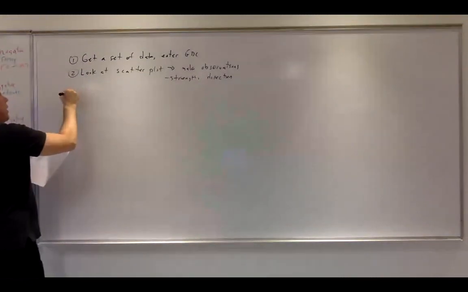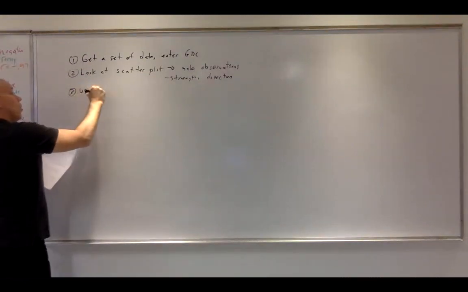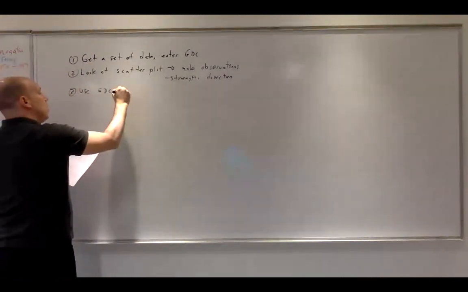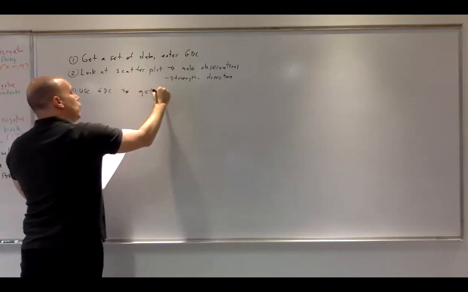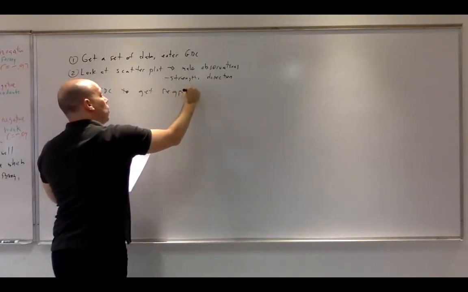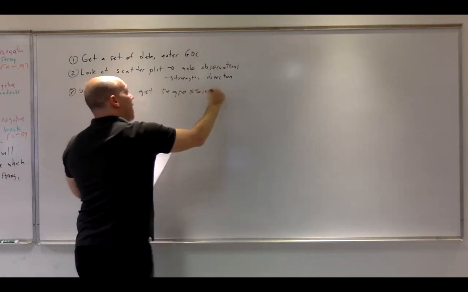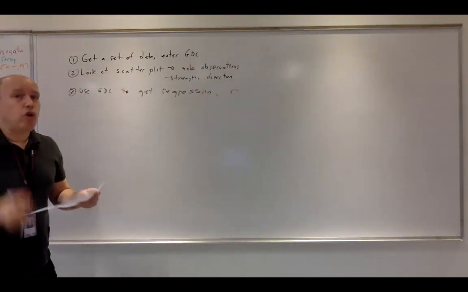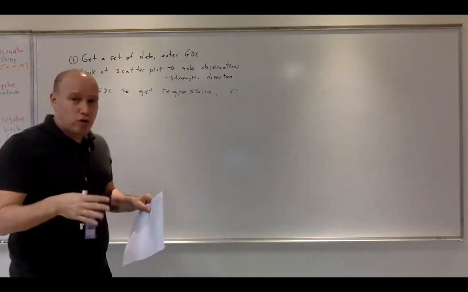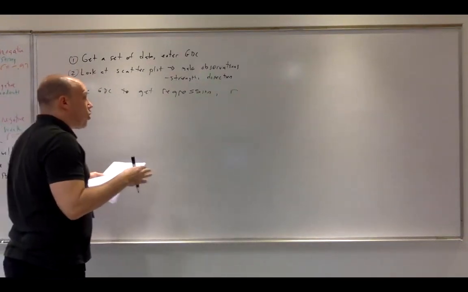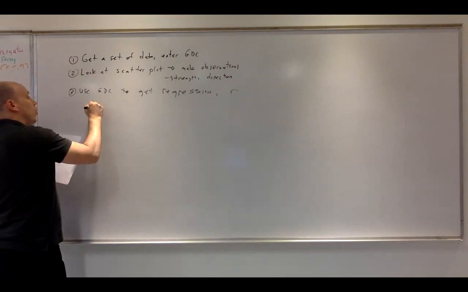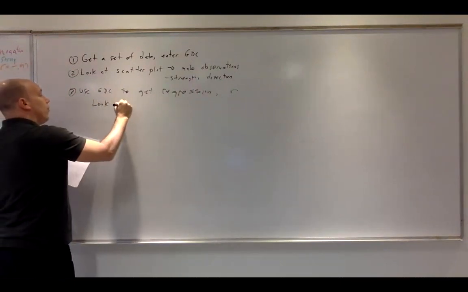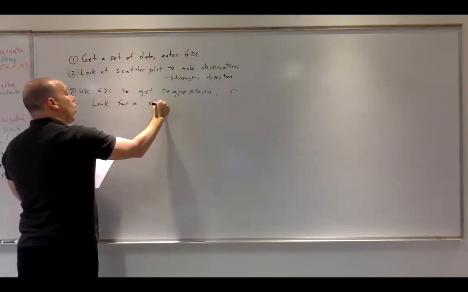Next, you're going to use the GDC to get the regression and the R. Okay, and so you're looking for a strong R. If you have a strong R, we can do something called interpolate. So look for a strong R.